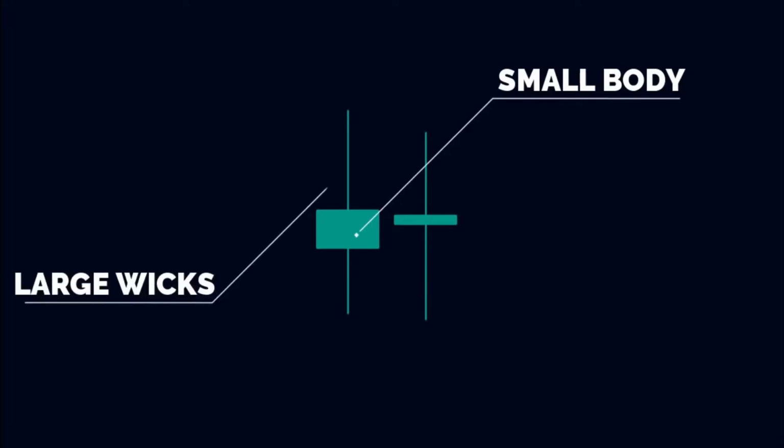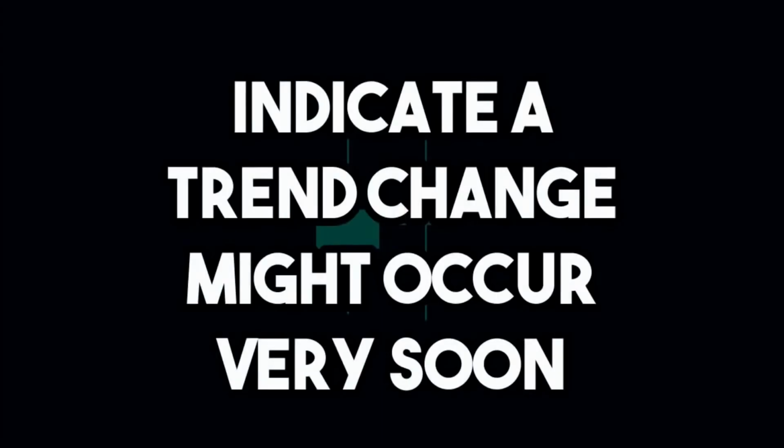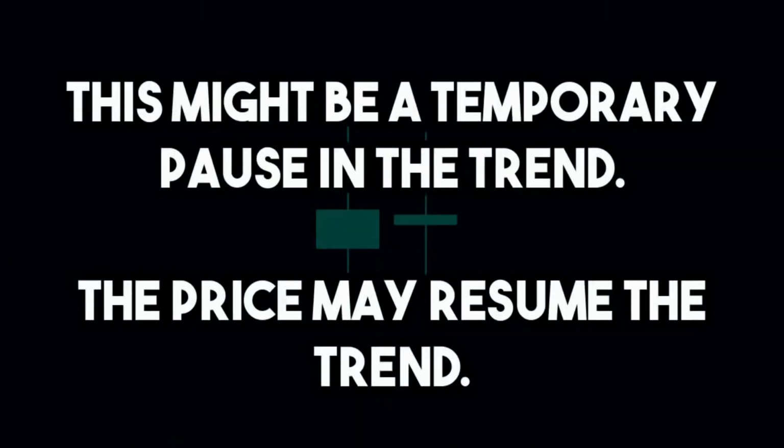And lastly, as the trend starts to exhaust, we see these doji candles. These doji candles have a very small body and large wicks on both the sides. This indicates that the previous trend has completely exhausted, and the buyers and sellers are currently in a tight tug-of-war for dominance. Hence, these doji candles indicate a change in trend might occur soon. Although, this might just be a temporary pause in the trend, and the price may resume the trend.